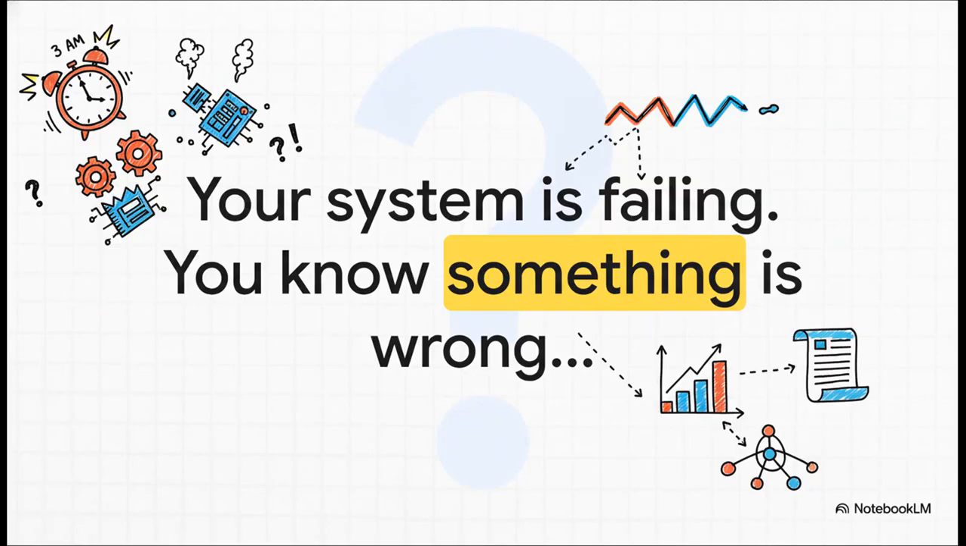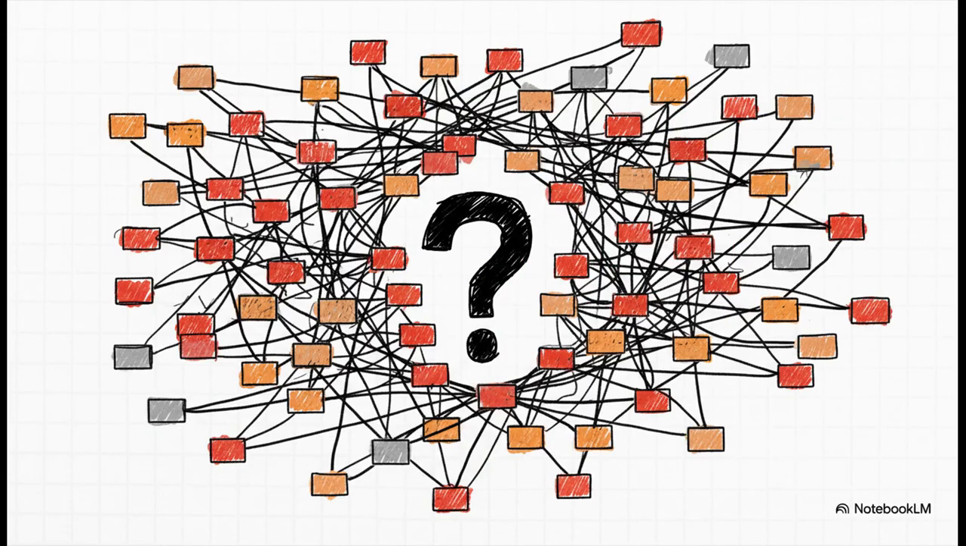It's 3 a.m., an alarm starts blaring, your system is down, the pressure is on, and all you know for sure is that something is very, very wrong. You look at your dashboards, and they're just a sea of red lights, but they're not really telling you the whole story. I mean, in a system with hundreds of services all talking to each other, where do you even begin to search for that one tiny thing that's causing all the chaos?